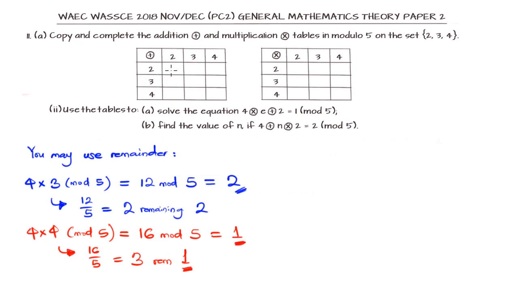In the first table, 2 plus 2 is 4. That's not up to 5. We don't have a problem with that. 2 plus 3 is 5, but we round that up to 0. 2 plus 4 is 6, and 6 will constitute mode.